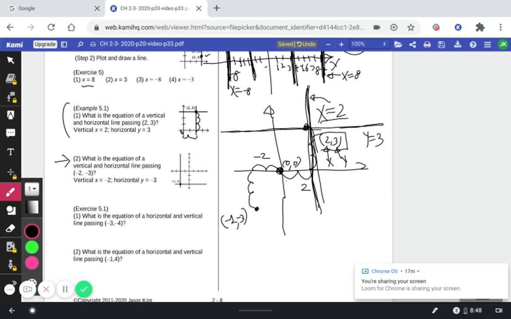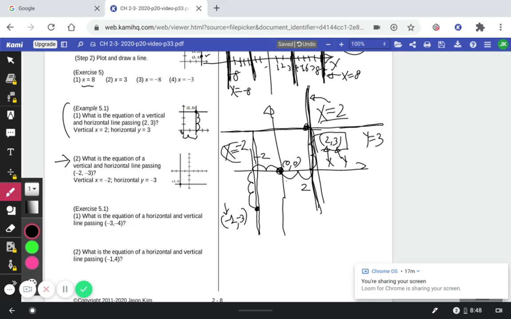And then vertical line means up and down. So the vertical line is this one that passes through this point. That is x equals, what's the x coordinate for this point? Here, -2. So x equals -2 is the equation of this vertical line.